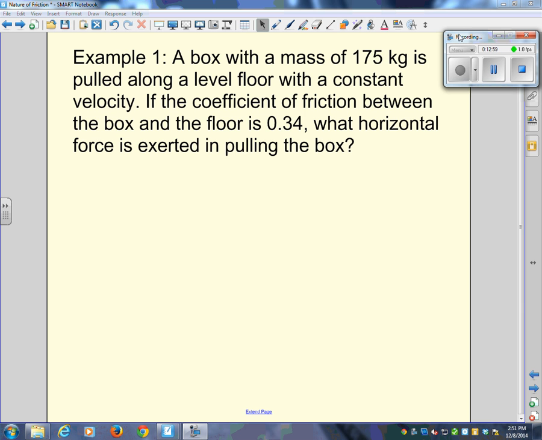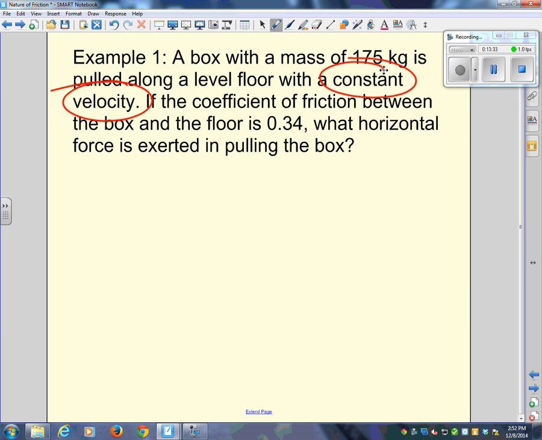As always, the degree of difficulty will increase as we go. So, a box with a mass of 175 kilograms is pulled along a level floor with a constant velocity. You should see bells and whistles. I guess you wouldn't see whistles. You would hear bells and whistles. You would see flashing lights. Constant velocity is key. If the coefficient of friction between the box and the floor is 0.34, what horizontal force is exerted in pulling the box?